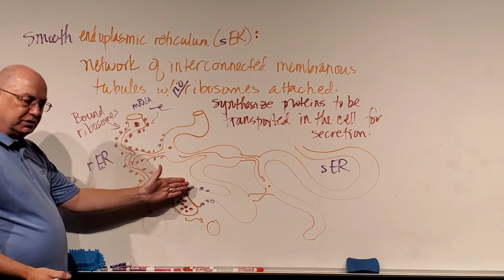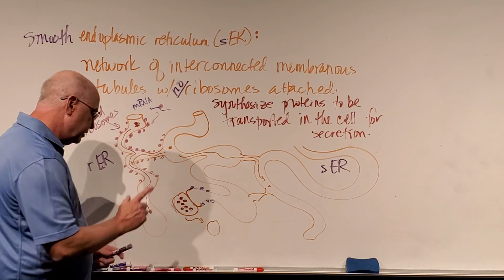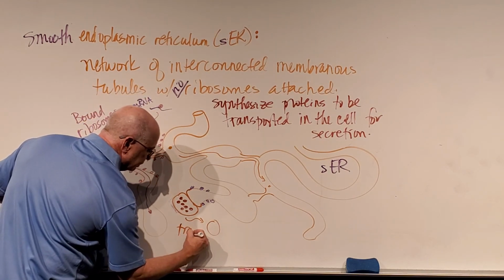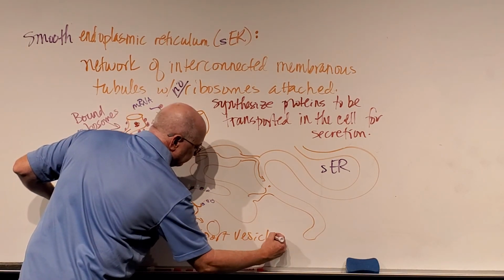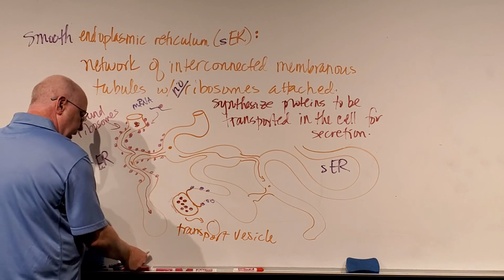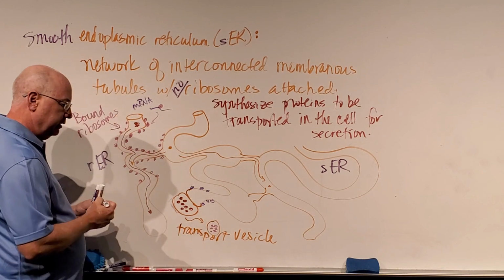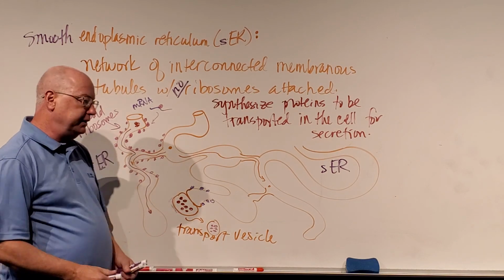The ribosomes synthesize proteins. We pinch off a bubble of membrane to transport those proteins. By the way, this little bubble of membrane that contains proteins is called a transport vesicle. And it would be filled with proteins that are going to be moved around inside the cell. They're called a transport vesicle. Vesicle means little vessel, little container.